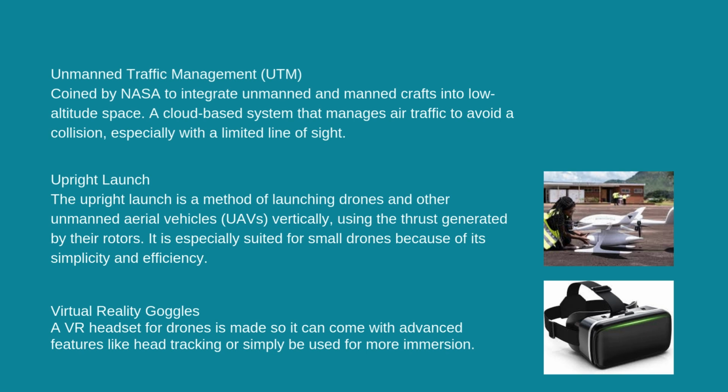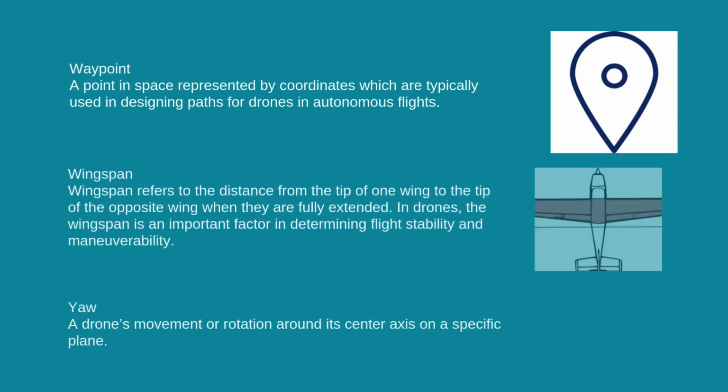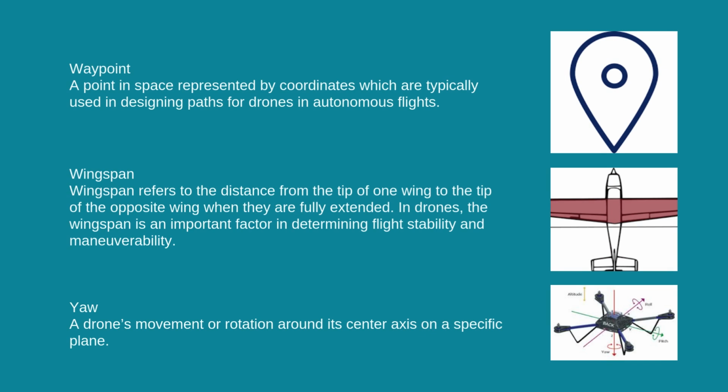Virtual reality goggles. A VR headset for drones is made so it can come with advanced features like head tracking or simply be used for more immersion. Waypoint. A point in space represented by coordinates, which are typically used in designing paths for drones in autonomous flights. Wingspan refers to the distance from the tip of one wing to the tip of the opposite wing when they are fully extended. Yaw. A drone's movement or rotation around its center axis on a specific plane.